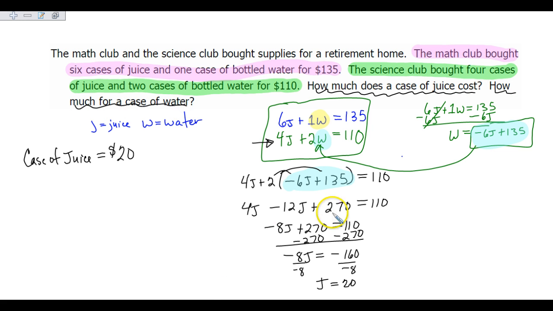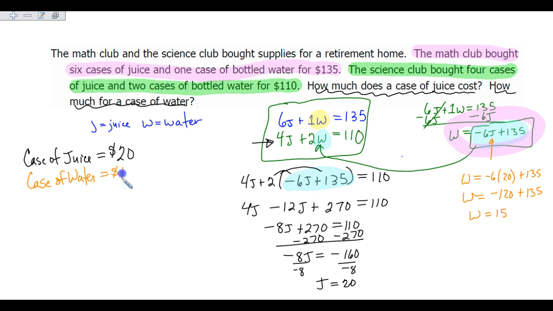So to find the other part, like you know from substitution, you go back to this part where you found out when you solve for the variable right here. And now that we know that J is 20, I can replace that J with a 20. So the water is negative 6 times 20 plus 135. So the water is negative 120 plus 135. So water is going to be $15 a case. Case of water would be $15.